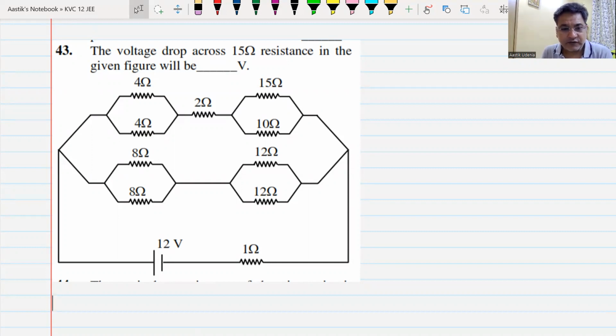The voltage drop across the 15 ohm resistance in the given figure is. See, why am I doing this question? So that you get used to these questions. Apart from understanding the concept, these are the type of questions that are going to come. That is why we are doing it. I'll give you 2 minutes to give me the answer. Well, how are we supposed to do this? Tell me fast.